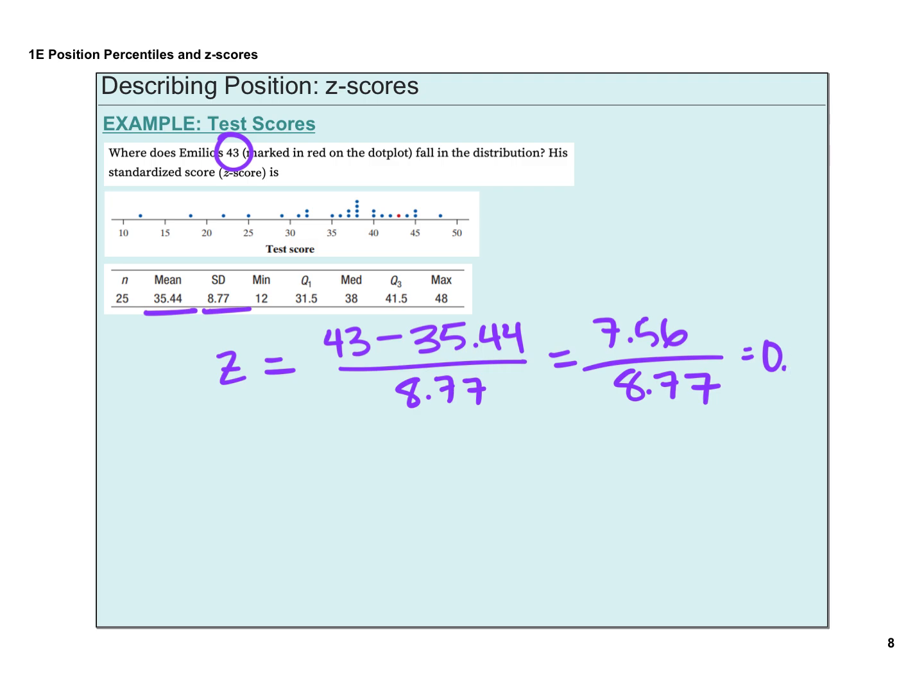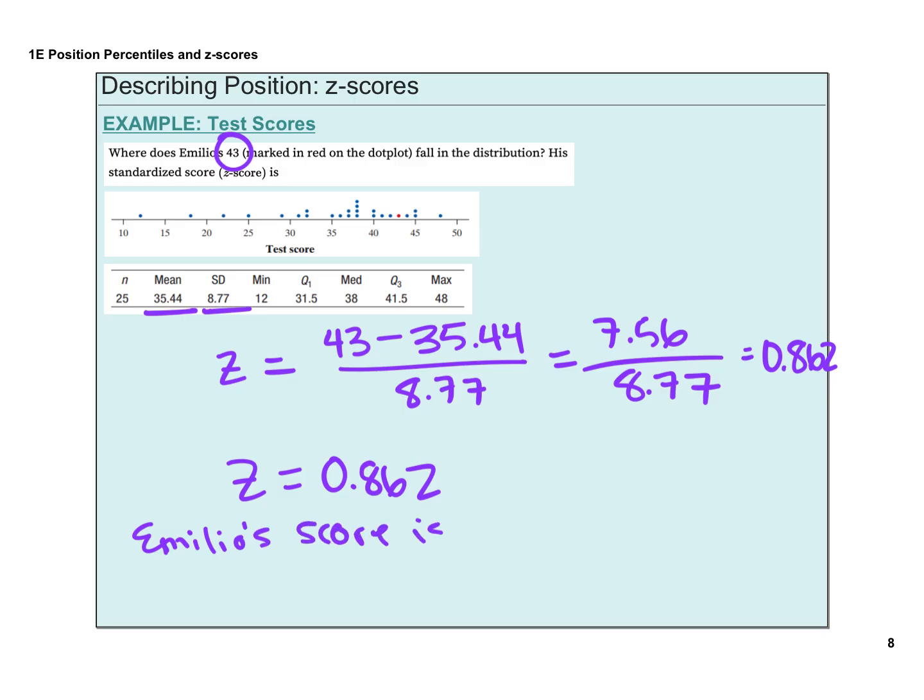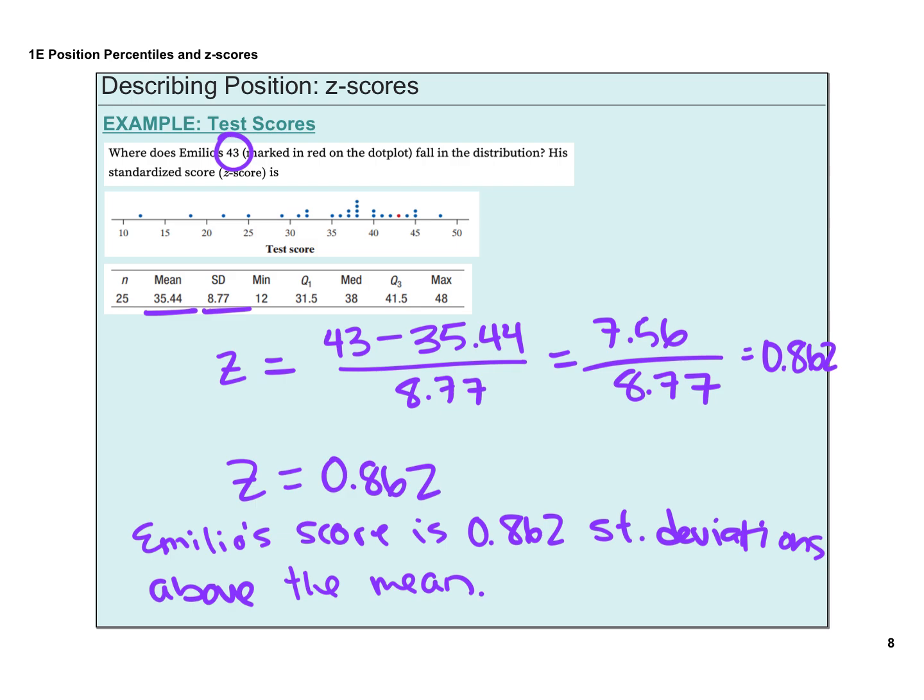I wrote the note wrong, it's 0.862. So his z is 0.862. That means Emilio's score is 0.862 standard deviations above the mean. And the reason I say above here is because his z-score was positive. You can even just tell, obviously 43 is bigger than 35, so you went above the mean there.